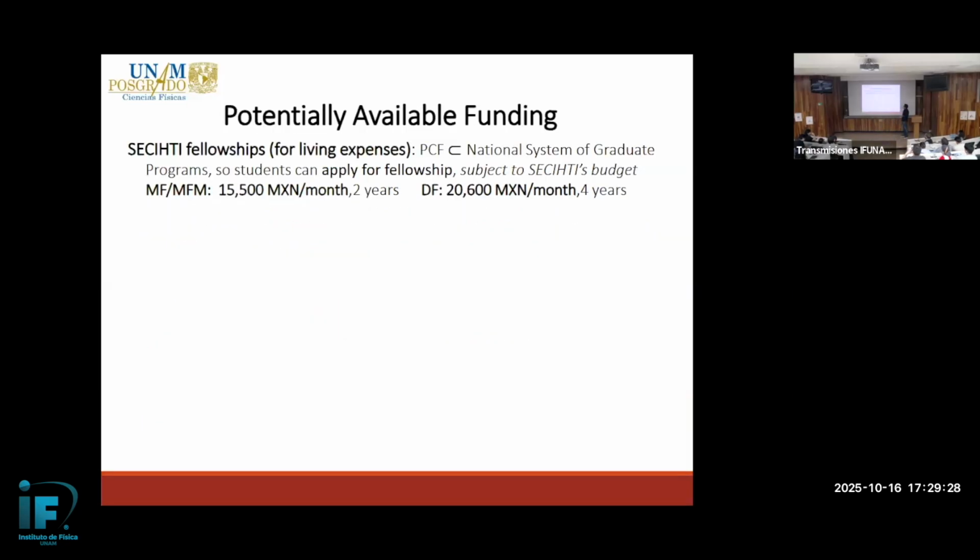Now, coupled with that, now that you know that you don't need to worry about tuition, you do need to worry about your living expenses, of course. You do need to live somewhere and eat something. So for that, our main source of funding are CECITI fellowships.